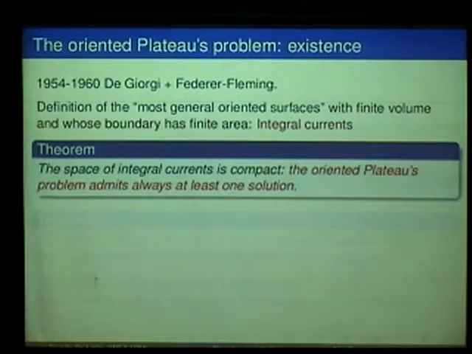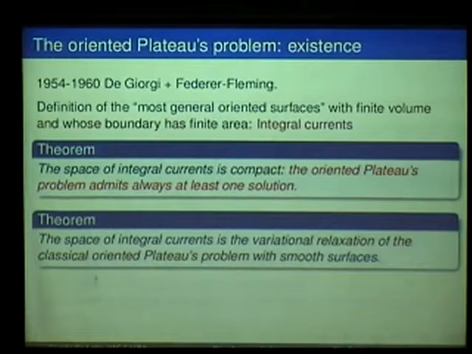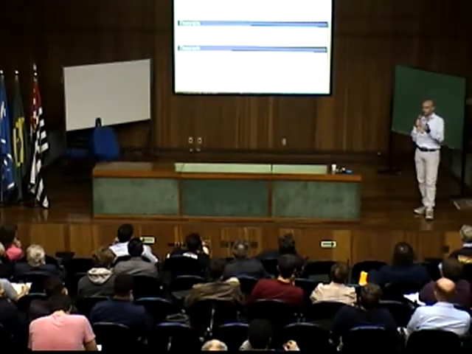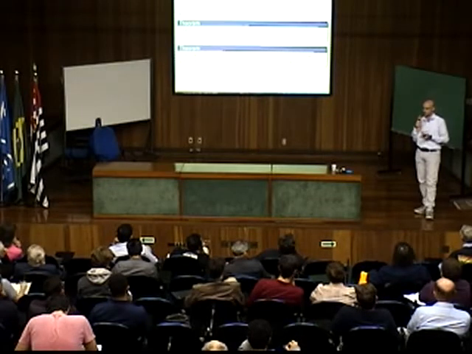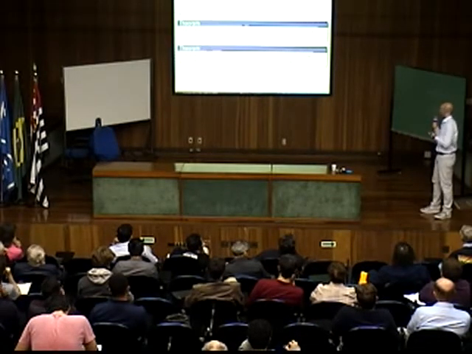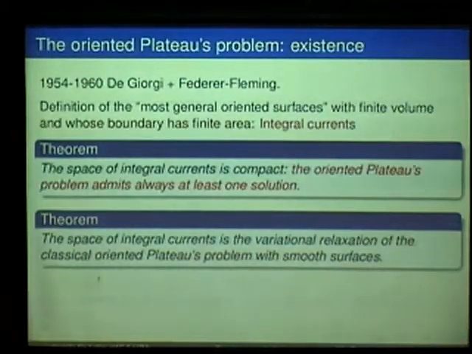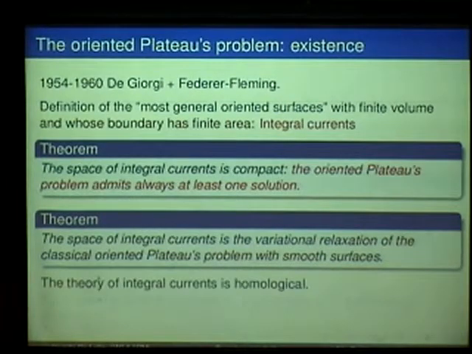And now, although I'm not going to give you the definition of integral currents, you can think about them as a kind of closure of the space of smooth oriented surfaces with multiplicity under a suitable notion of convergence. So in particular, you have something which is called the deformation lemma, which tells you that if you have a general integral current, you can approximate it with more regular objects. Okay, so you can think about the space of integral currents, therefore, as the variational relaxation of the Plateau problem for oriented surfaces. Good. So the theory of integral currents is homological.